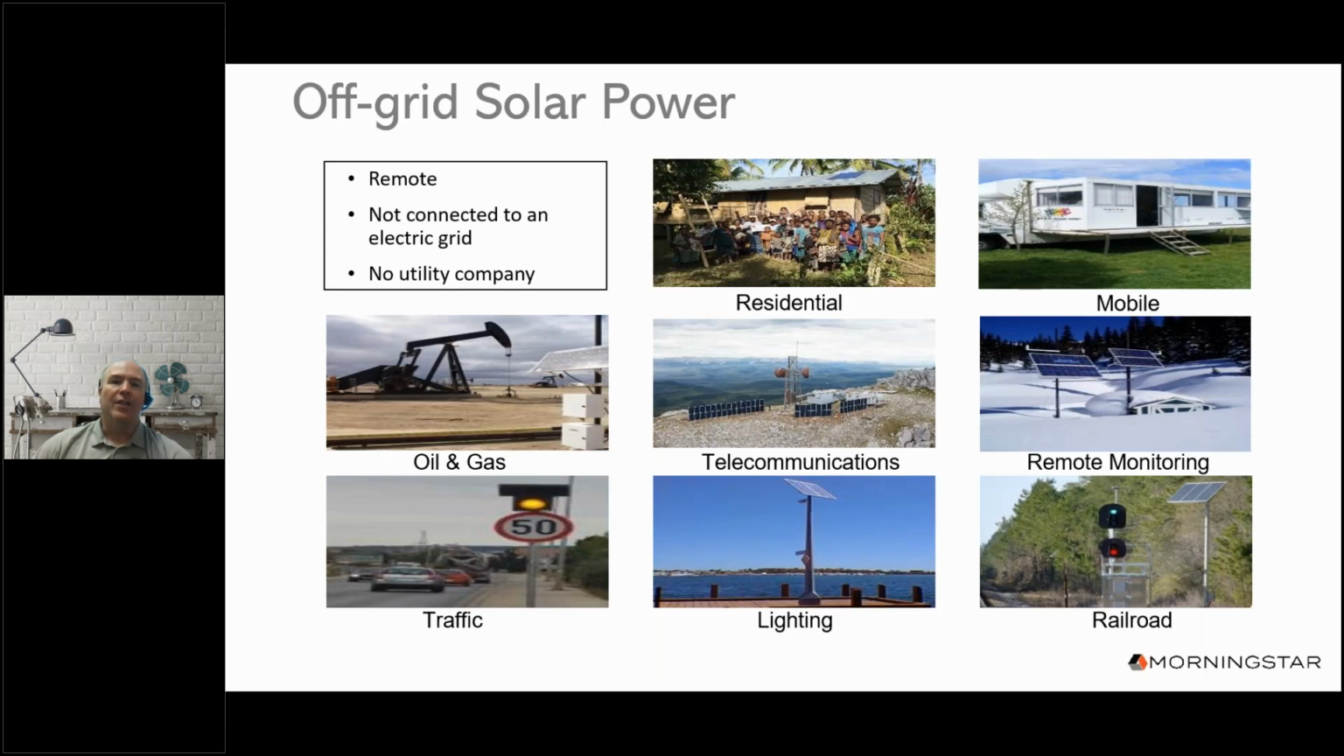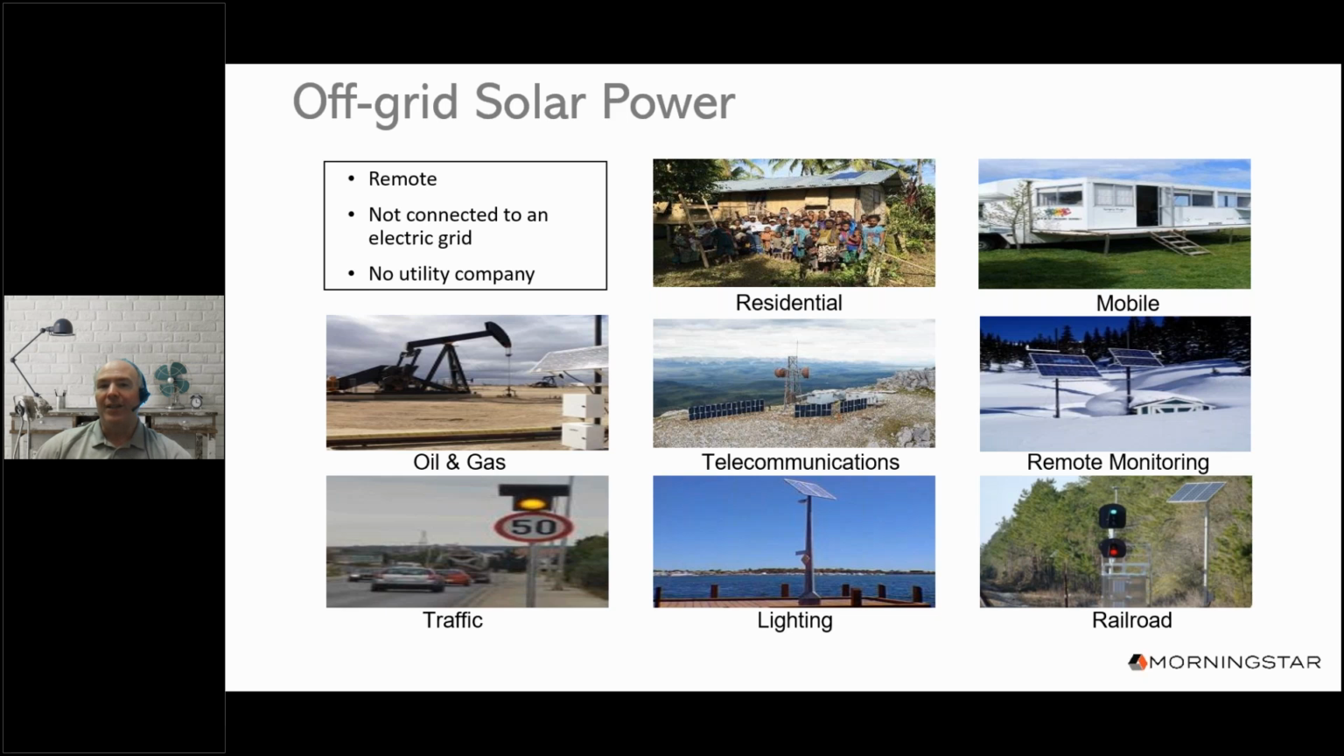All right, on this slide, you see some examples of off-grid applications where our charge controllers are used. In addition to residential and mobile home systems, Morningstar products are used in industrial applications at remote oil and gas sites and also telecommunication sites. They're also deployed in remote security surveillance, traffic, lighting, and railroad signaling applications.